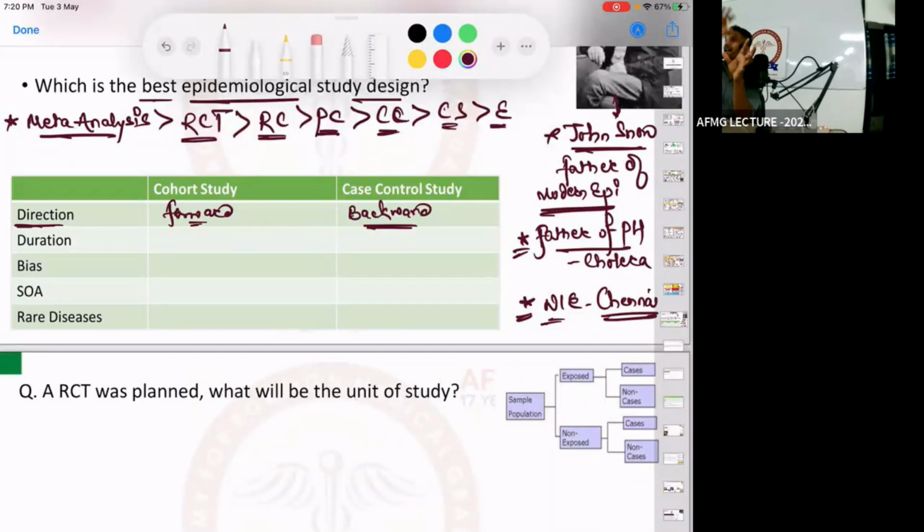Once we go from risk factor to disease, exposure to outcome, or cause to effect, the study is known as cohort study. Whereas ulta, outcome to exposure, effect to cause, or disease to risk factor is case control study. No issues with this, anybody?